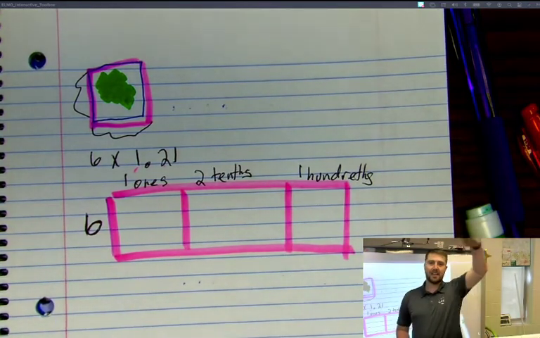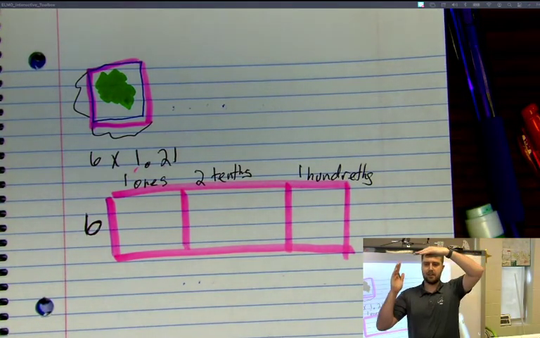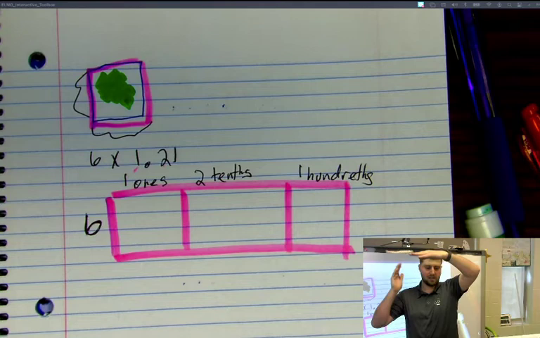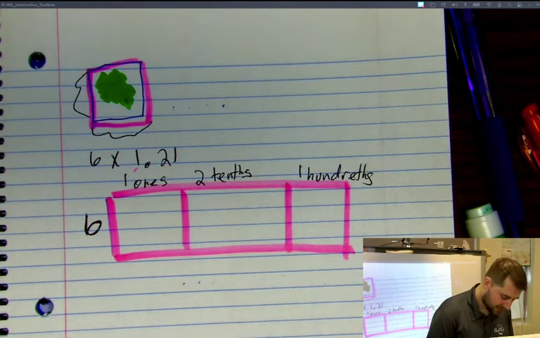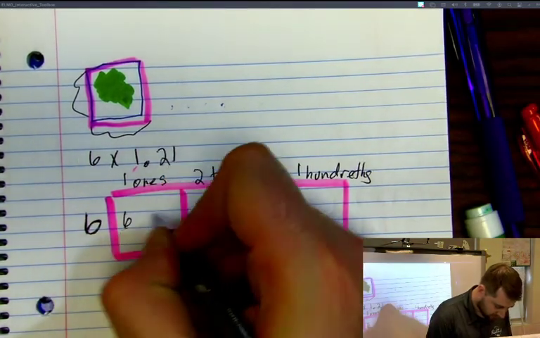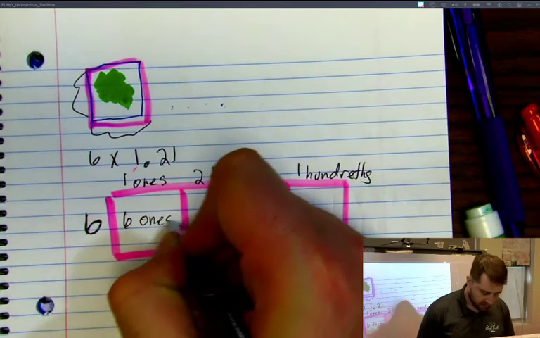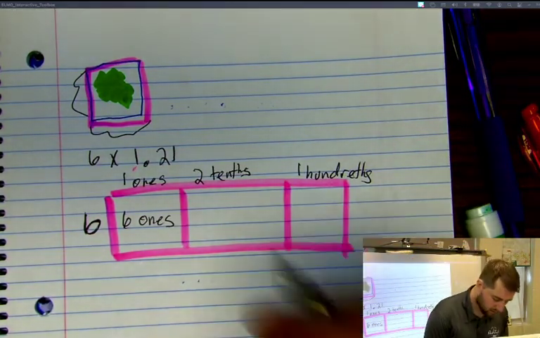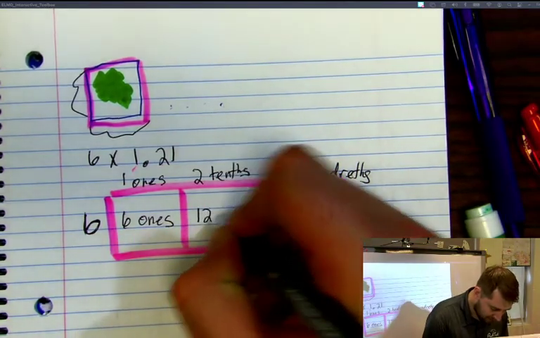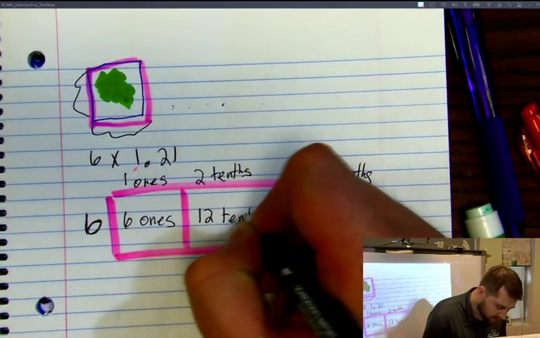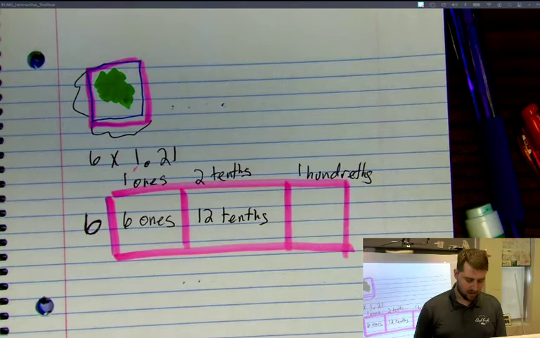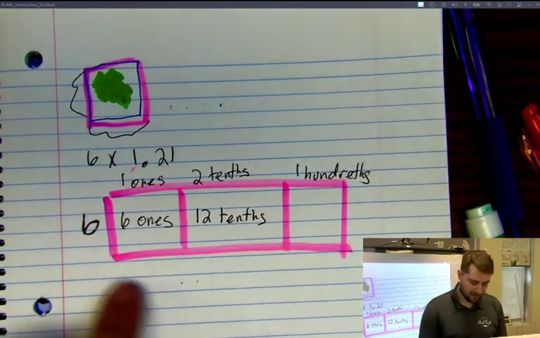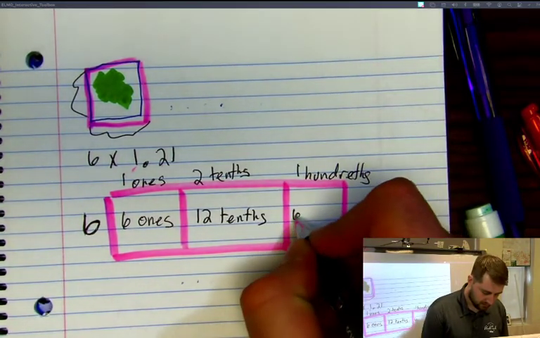And then we're going to multiply our top number by the number over here. So we have 1 times 6. 1 times 6 is 6 ones. Then we have 2 tenths times 6. 2 times 6 is 12 tenths. And I'm labeling each of these with the unit that they are. And we have 1 hundredth times 6, which is 6 hundredths.